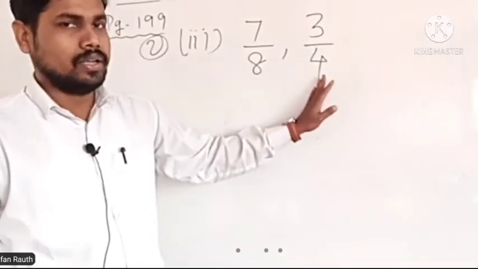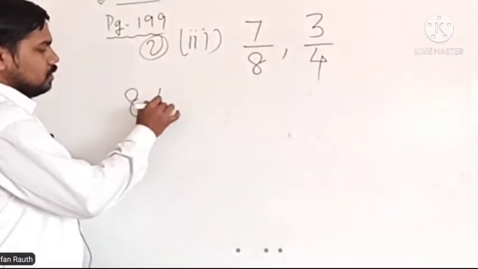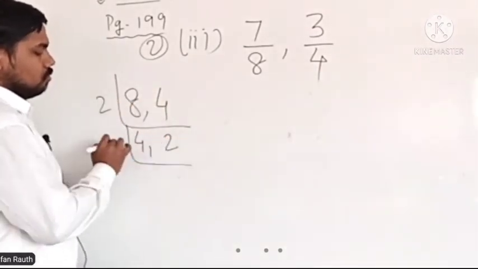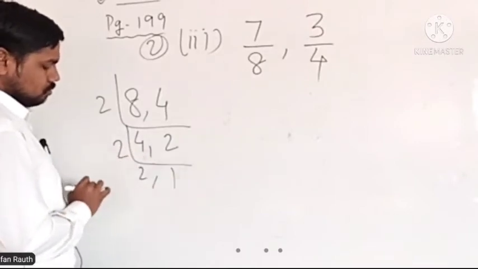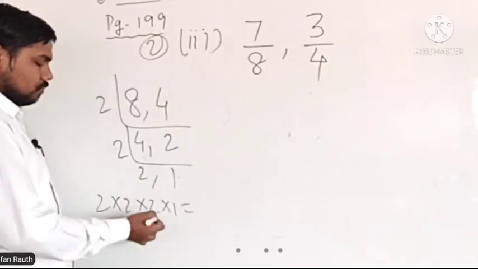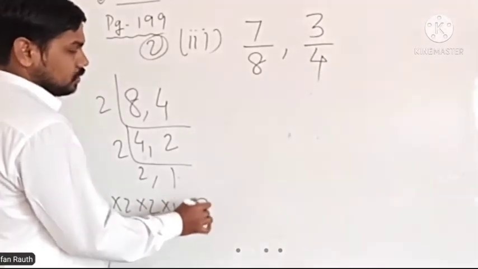तो इसके लिए हम लोग का जो प्रोसेस पता है, that is taking LCM. So 8 and 4 का LCM लेते हैं. 2, 4 2 are 8, 2 2 are 4, 2 2 2 are 4, 2 1 are 2. So 2 multiply 2 multiply 2 multiply 1. So 2 2 are 4, 4 2 are 8, 8 1 are 8.